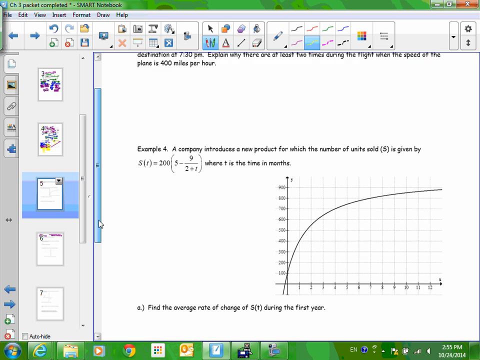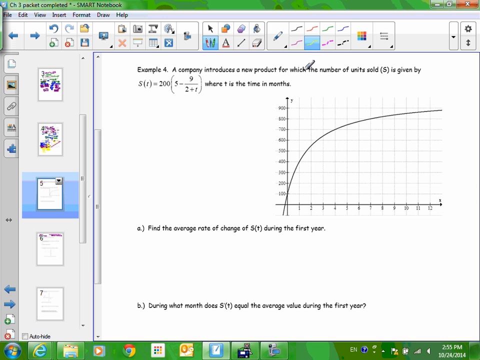And we're going to skip the airplane problem, and we're going to go to this company problem. A company introduces a new product for which the number of units sold, S, is given by this equation, where t is the time in months. So let's go ahead and, on our graph, write units sold and number of months. And this whole thing is going to be talking about the first year. So where should my endpoints be? 1 and 12? 0 and 12. I agree.